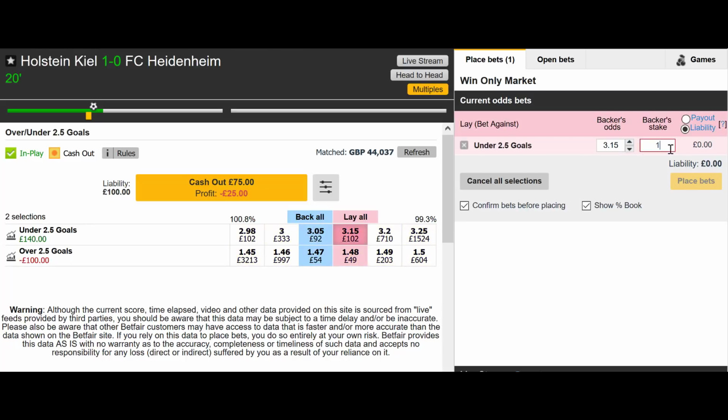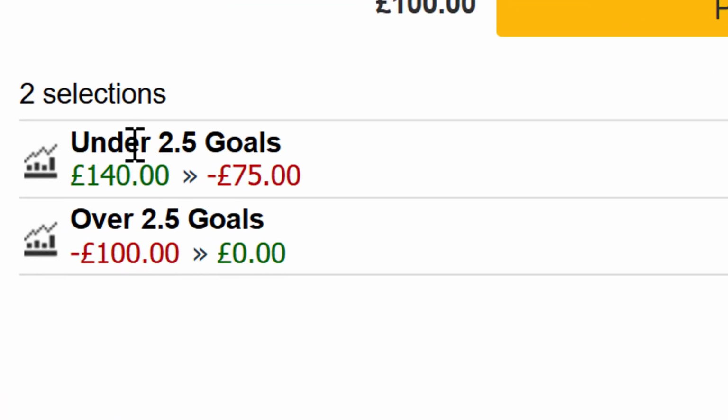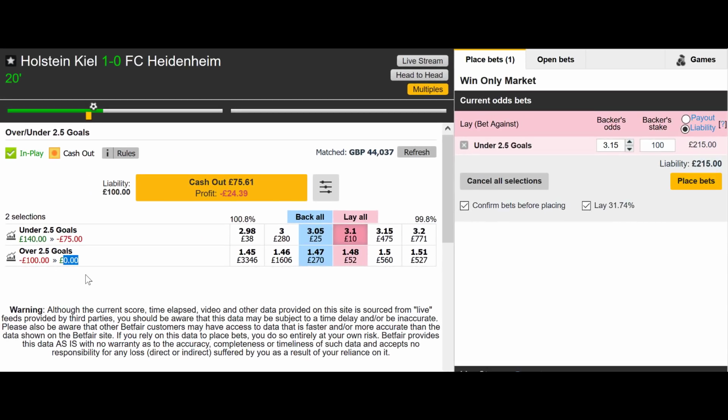So what you could do is to lay under 2.5 goals. Remember, we backed it and lay them at 3.15 and leave minus 75 on under 2.5 goals. But if this match does finish overs, then we're going to break even. So it's a bit of a gamble.